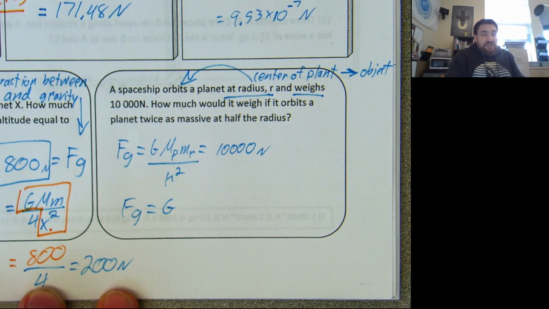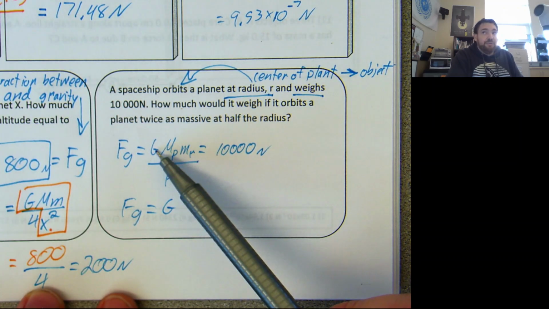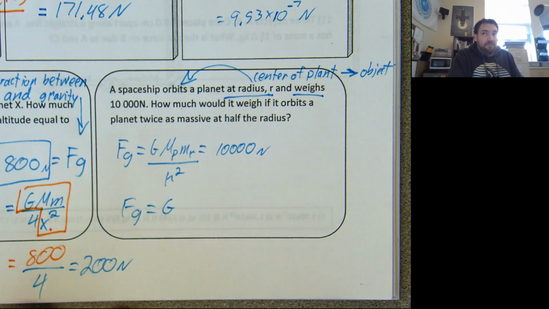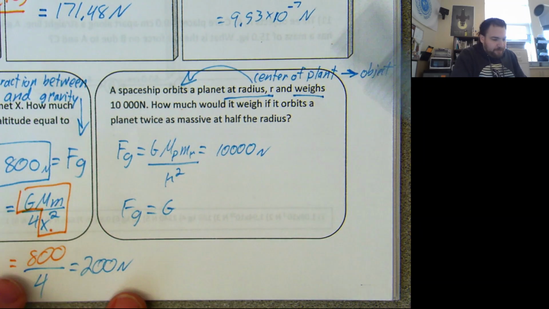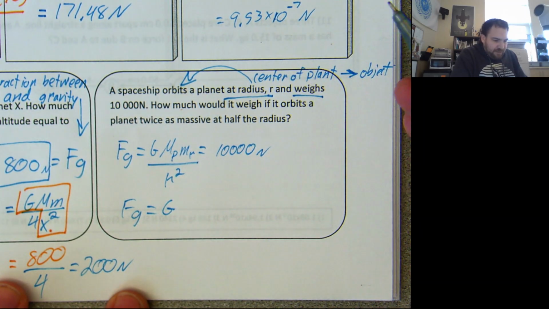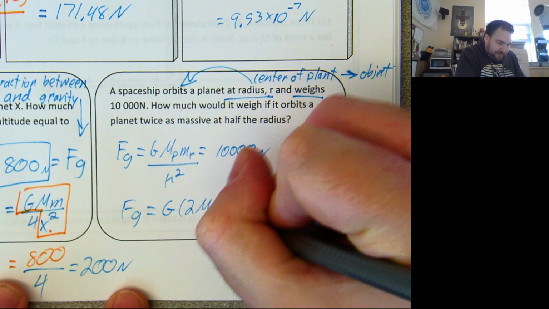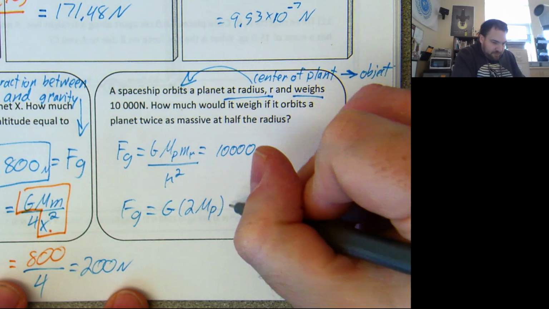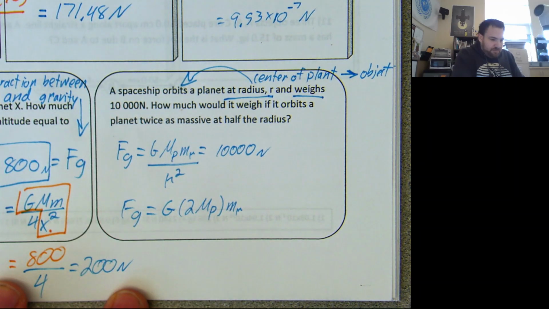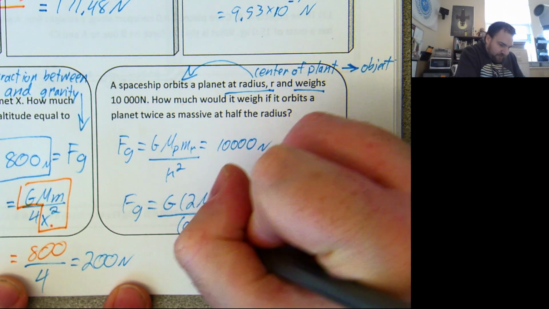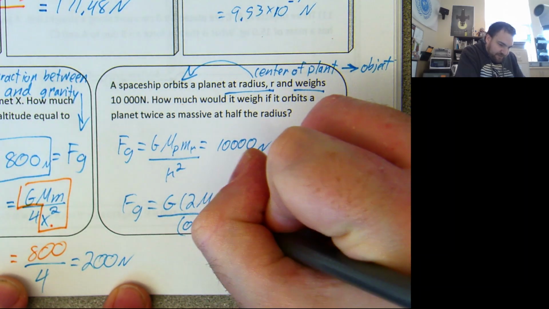Big G stays the same. It's the universal gravitational constant. Doesn't matter where you are in the universe, this value is true. And it's actually one of the most precisely known experimental values we've ever determined as a human race. So that's G. The mass of the planet is now doubling, so we're going to have 2 times the mass of the planet. The mass of the rocket hasn't changed. And we're going to have half, or 0.5, r in brackets squared.